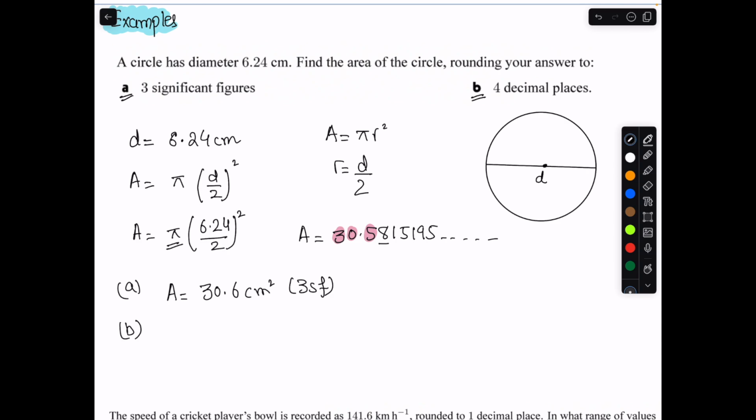To approximate to 4 decimal places, my 4 decimal places are 1, 2, 3, and 4, which means I have to look at this digit. So this is less than 5. That means my previous digit will not change. That will be 30.5815 centimeters squared, correct to 4 decimal places. So this was a simple approximation question.